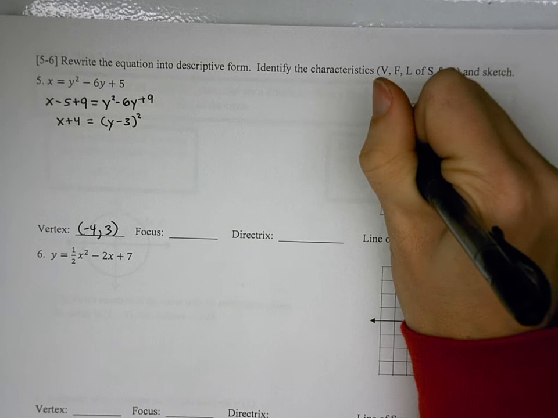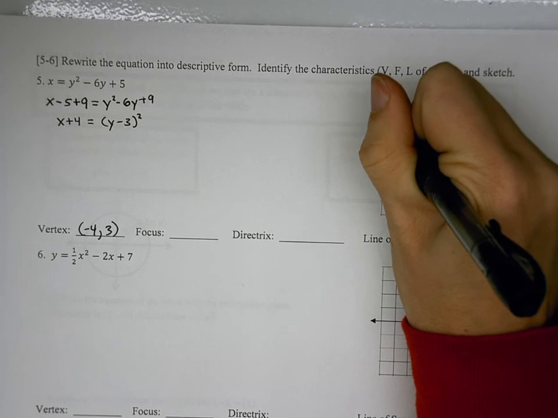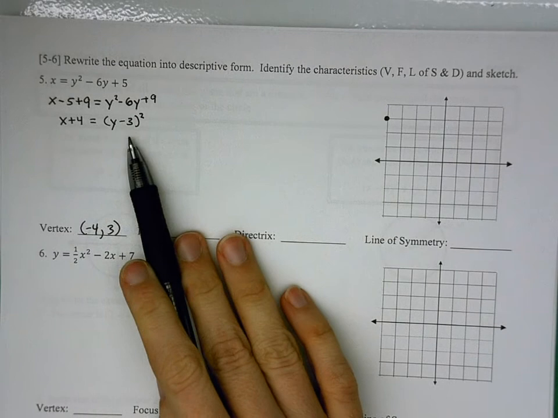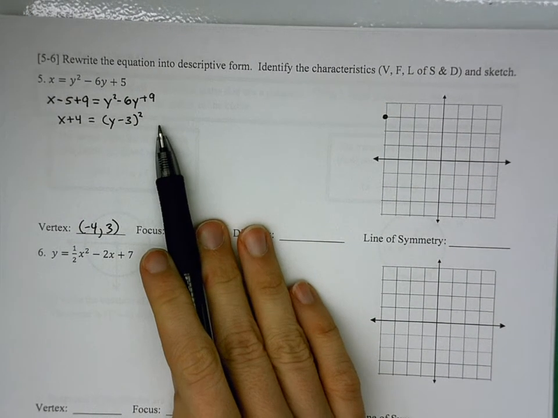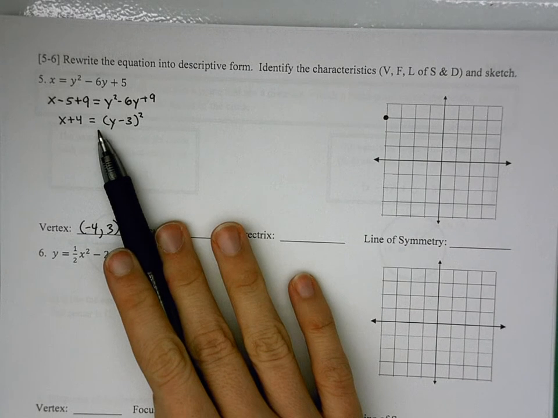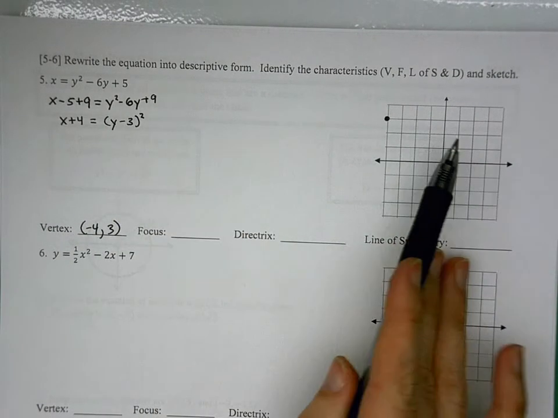And again, it's good to always keep in mind what the shape of this is going to be. This is x equals y squared, so we know we're horizontal. It's a positive a, or a positive 1 over 4c out front here, and so I know I'm going right. So I'm going to be over here with my parabola.